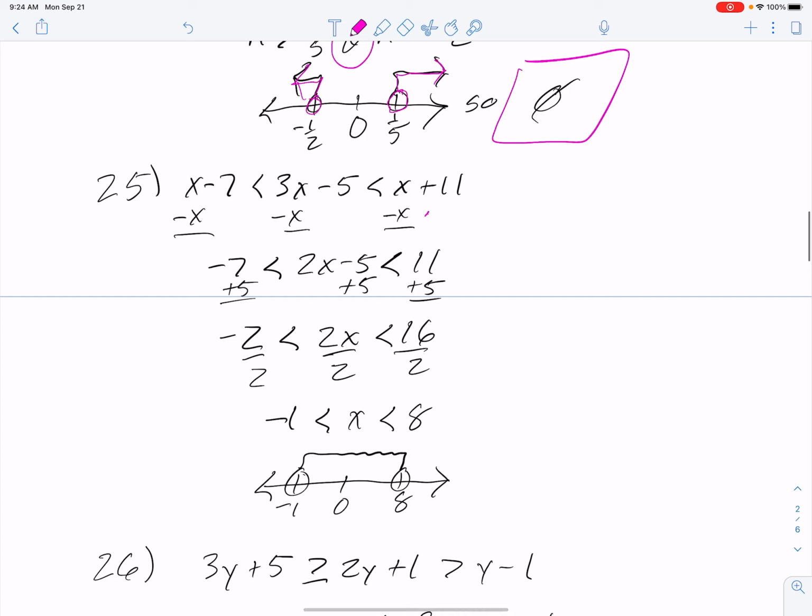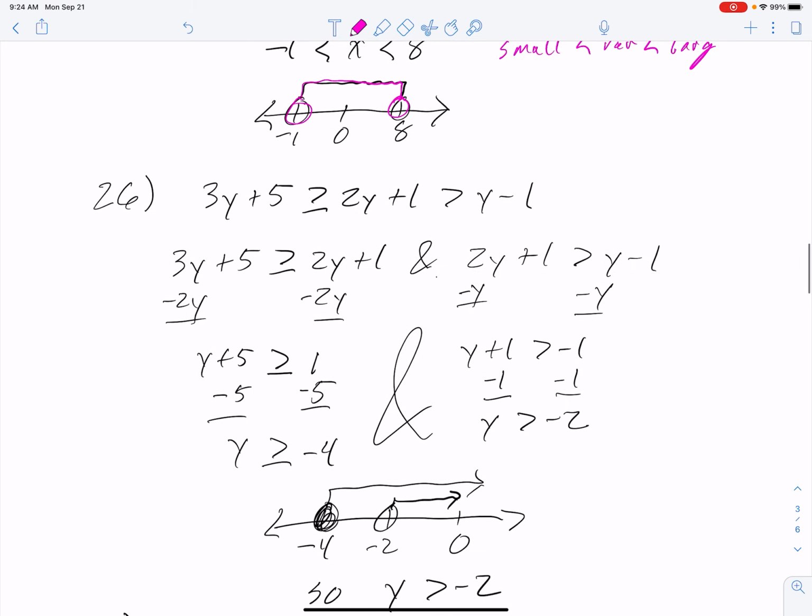So I start by subtracting x from all three parts of my problem. I add 5 to all three parts of my problem. I divide by 2 in all three parts of my problem. And again, since I see the smaller value is less than the variable is less than the larger value, I know that my graph is going to overlap in the way I expect. X is greater than -1 and less than 8.